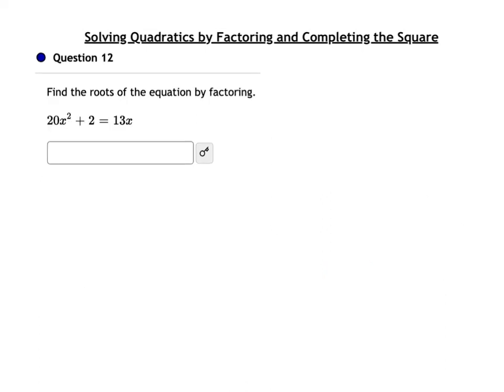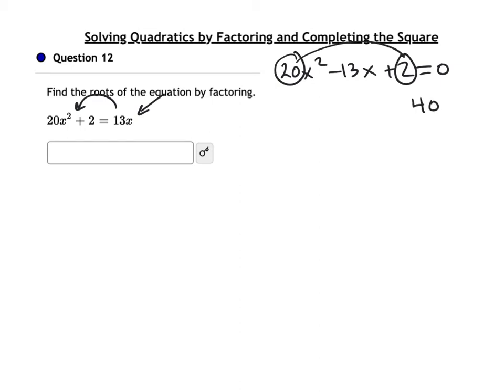Here we have 20x squared plus 2 equals 13x. This is a standard form, but it's not written in standard form. I need to move the 13x over between the 20x squared and the 2. Subtract 13x from each side and you get 20x squared minus 13x plus 2 equals 0. Before we try anything like completing the square, let's see if it factors. 20 times 2 is 40. Are there any two numbers that multiply to 40 and add to negative 13?